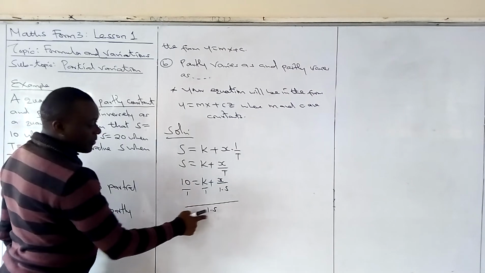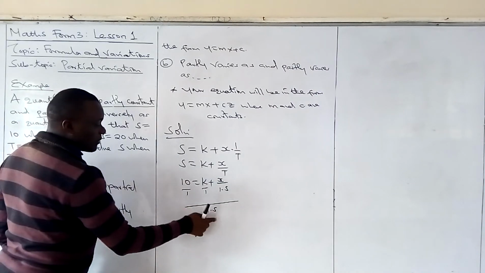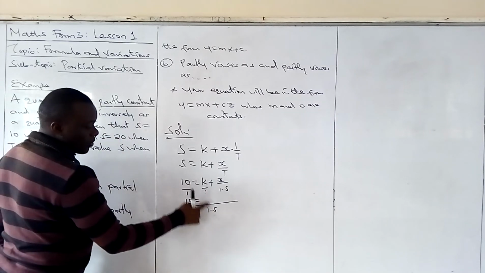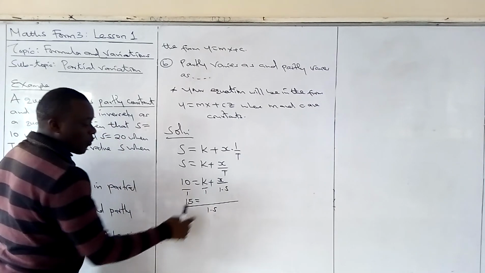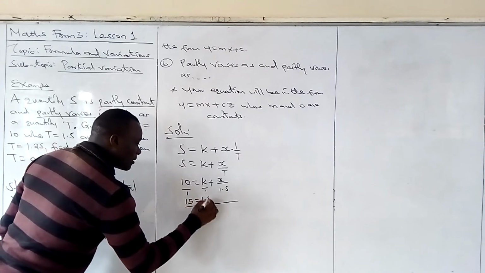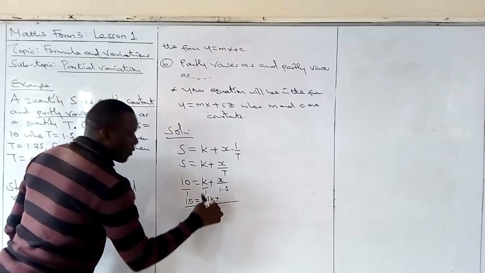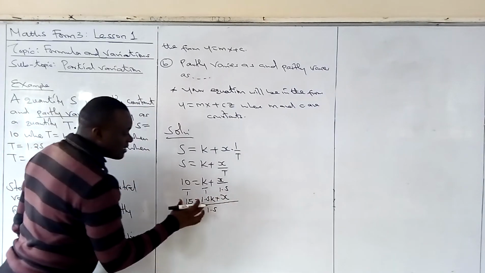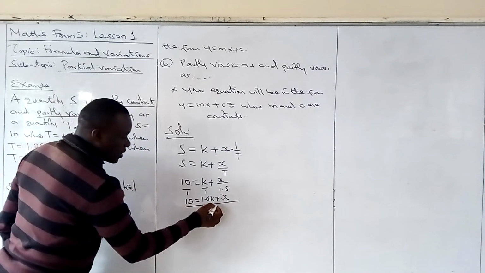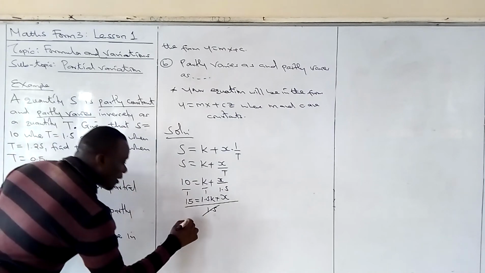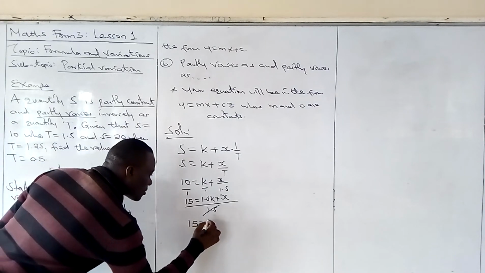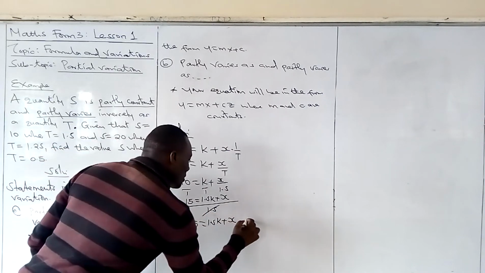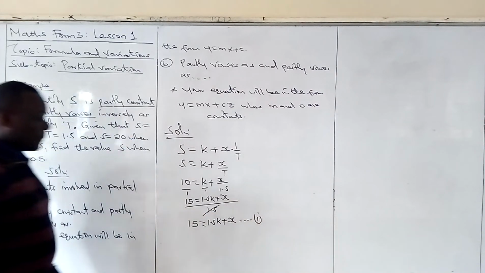1 goes into 1.5, 1.5 times. So 1.5 times 10 gives us 15. 1 goes into 1.5, 1.5 times, so 1.5 times k is 1.5k. 1.5 goes into 1.5 one time, so 1 times x. Since this is an equation, we now drop the LCM. So our first equation will be 15 is equal to 1.5k plus x. So you can say that's your first equation.